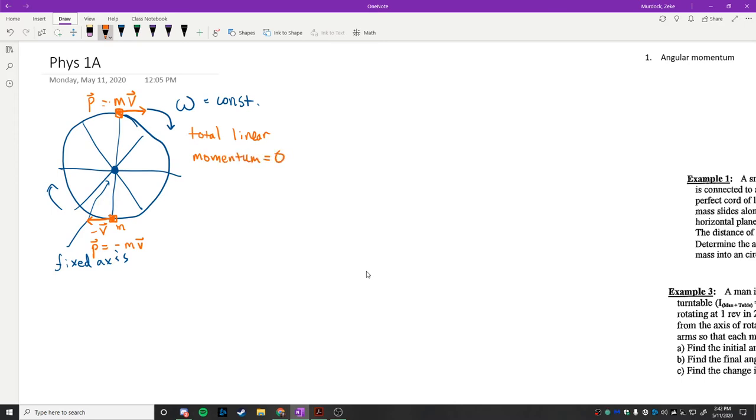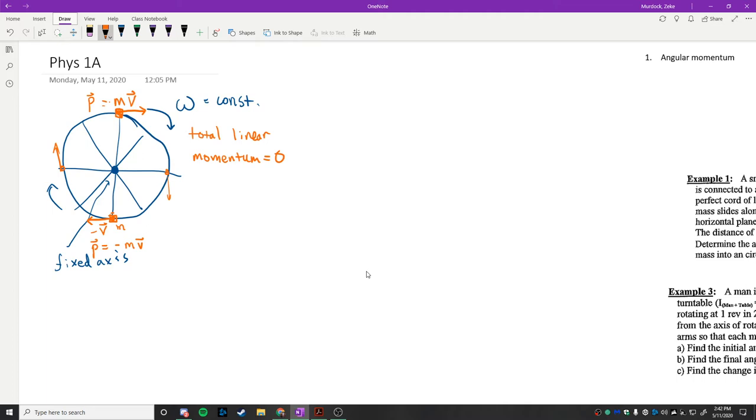You guys agree with that? For every object, for every point that I pick up here, there's another point over here. If I pick a point over here, it's going to be going down, but if I pick a point over here, it's going to be going up, and so those two would cancel. Does that all make sense to you guys? The total linear momentum of this object, if it's rotating on a fixed axis, is zero.